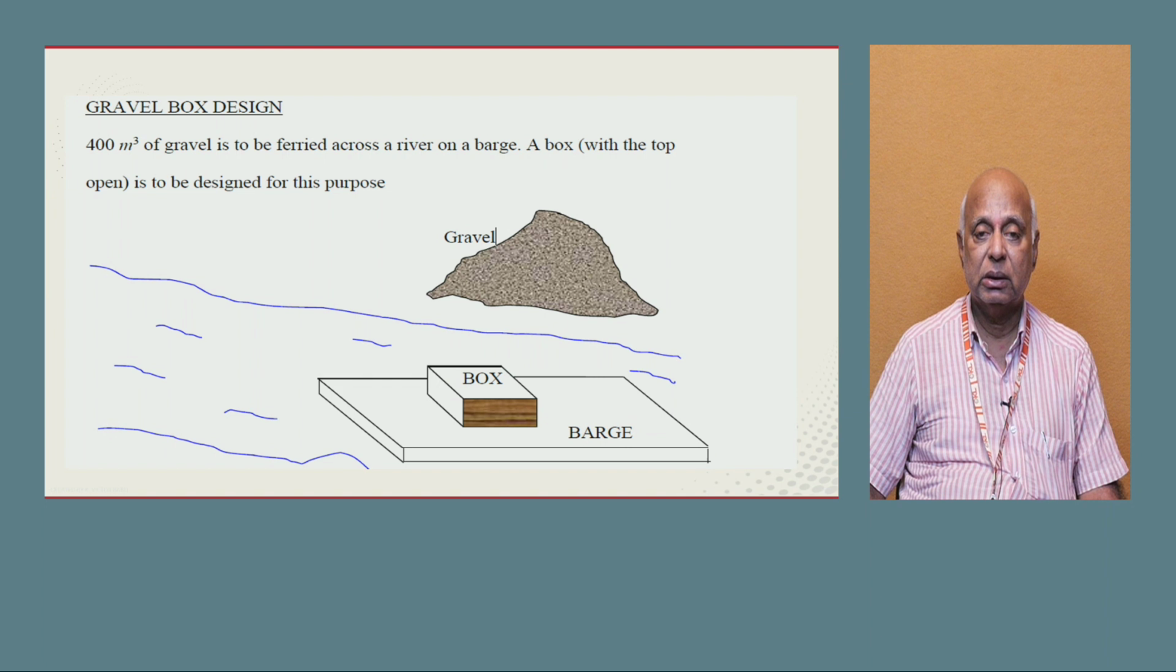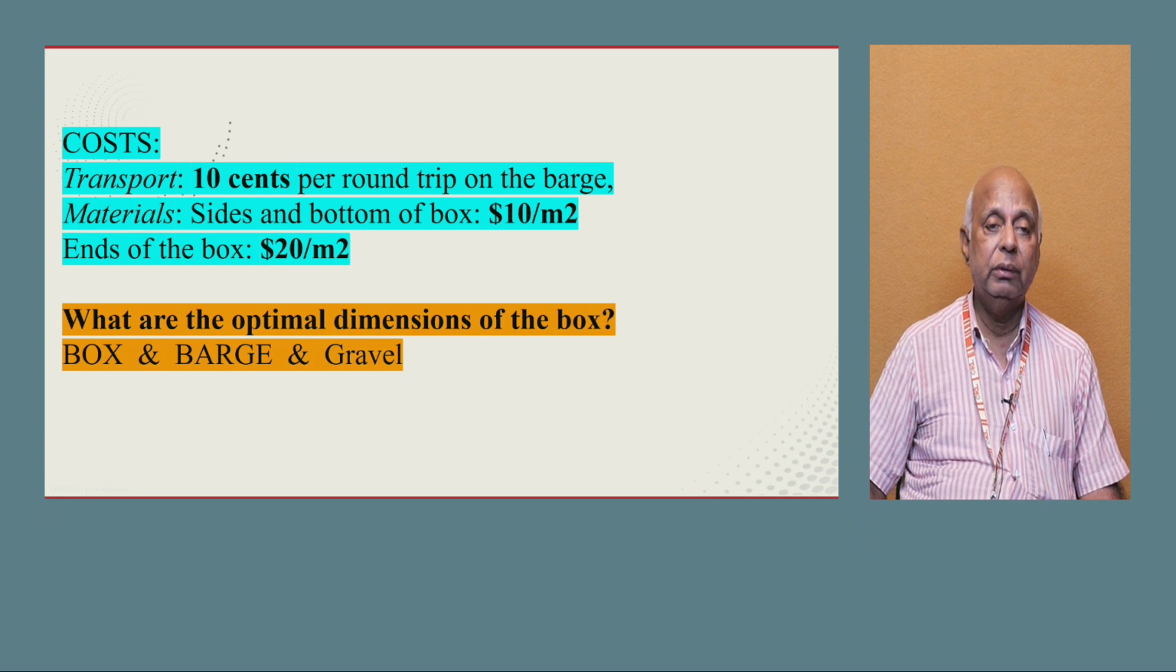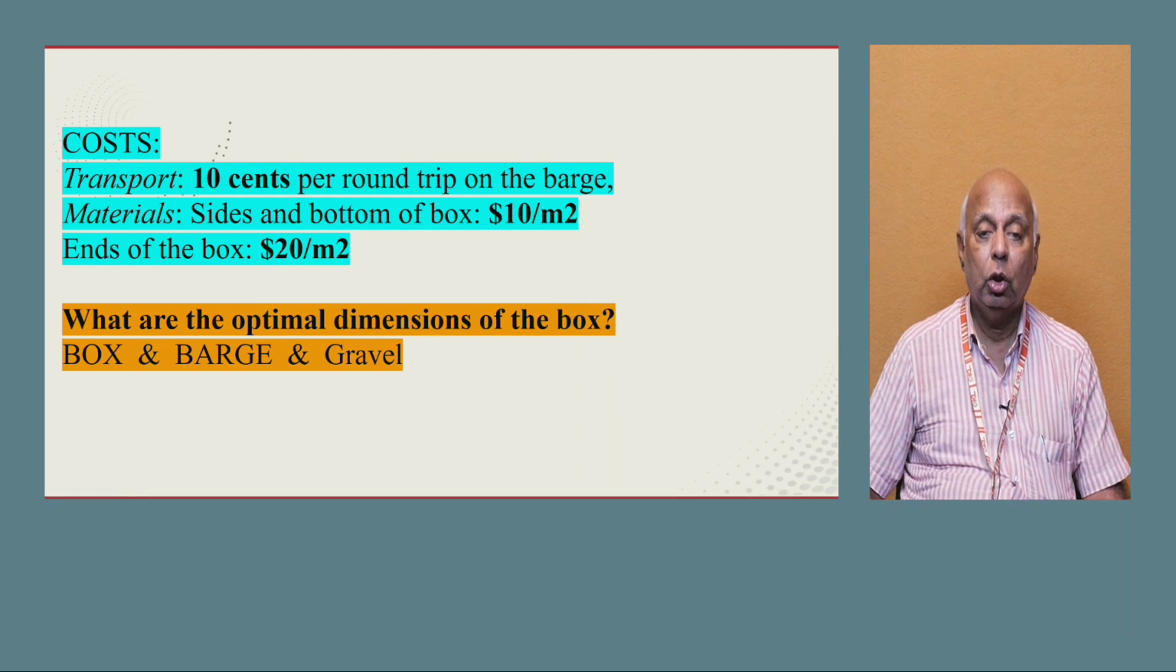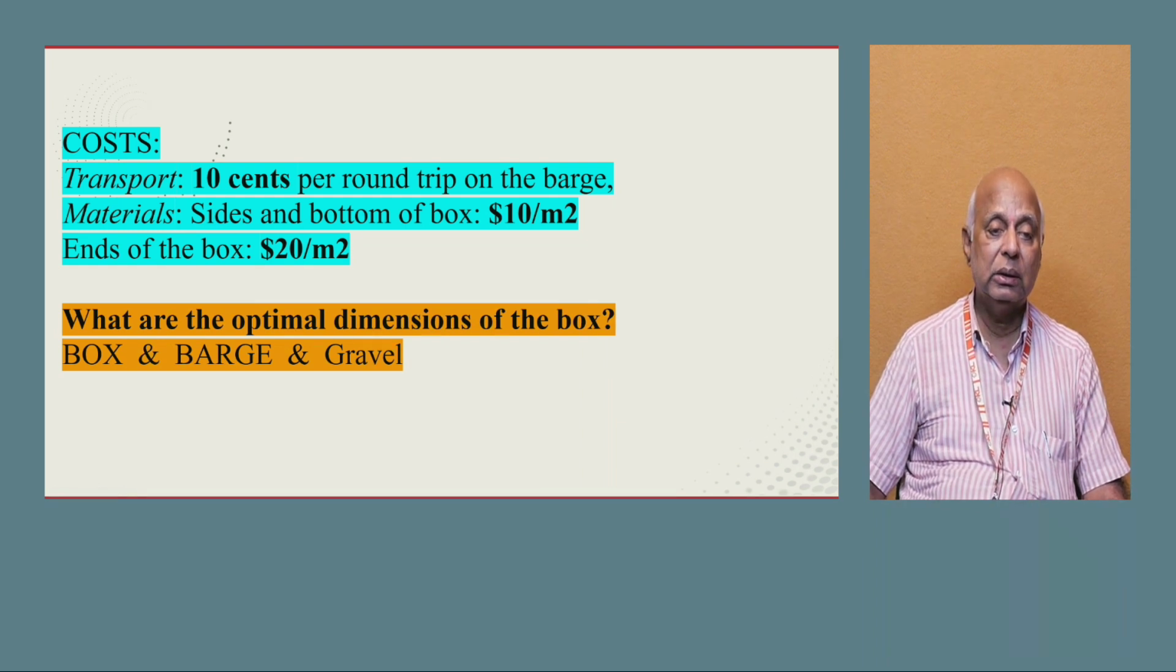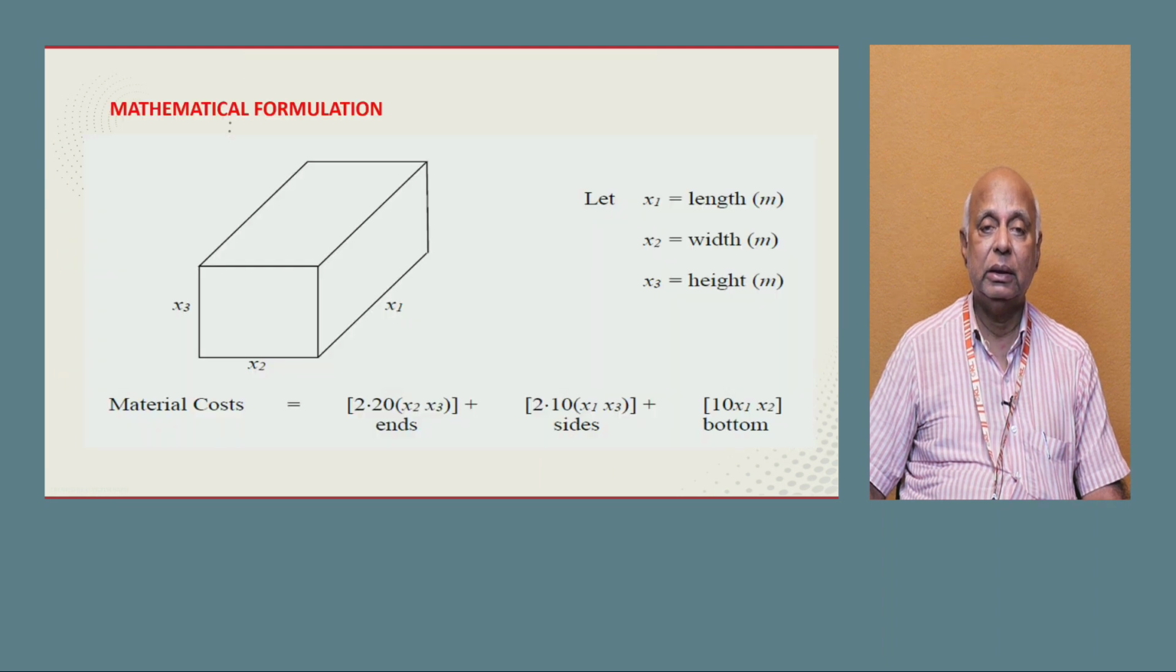designed for this purpose. Now we have a gravel, a box and the barge. Here, the cost is to be calculated. The transport cost is 10 cents per round trip, and the materials for the sides and bottom of the box are 10 meters square and the ends of the box are 20 meters square. What should be the optimal dimension of the box, the barge and the gravel? That's what we need to evaluate.